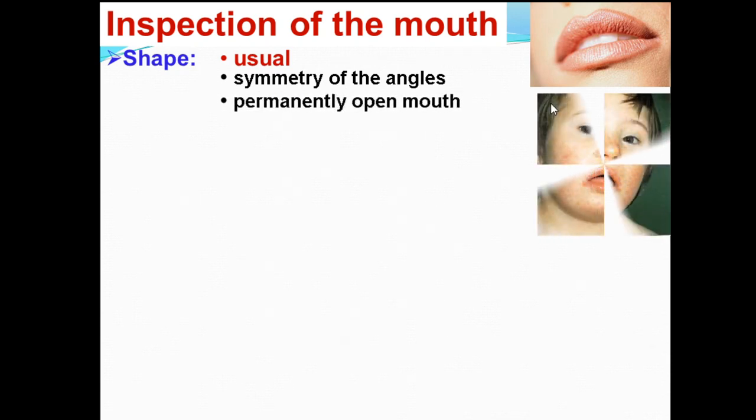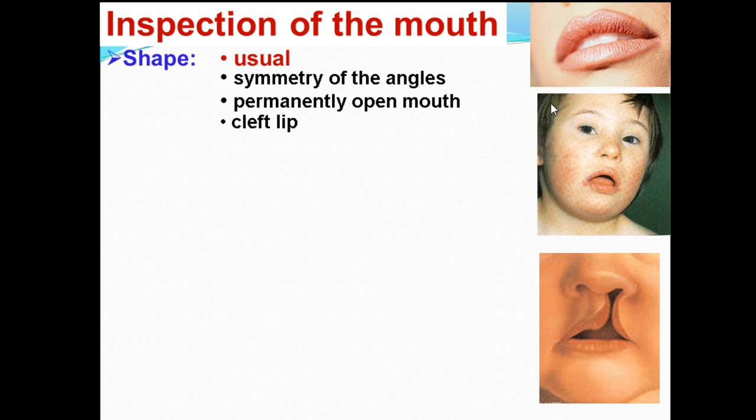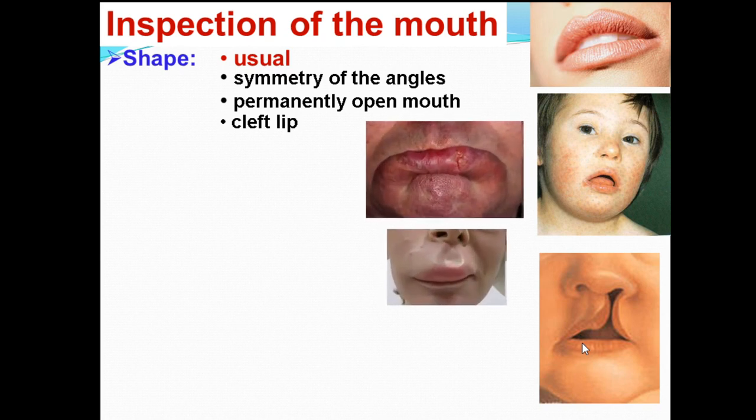Examination of the lips. First of all, we'll pay attention to the shape of the mouth. If it's symmetric, our conclusion will be usual. We can reveal some asymmetry of the mouth angle. The mouth may be permanently open without definite need. We can see some specific deformation, cleft lips, for example, when the mouth is connected with the nose, which is a congenital hereditary pathology.